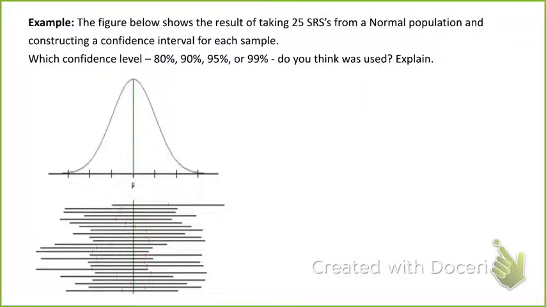The figure below shows the results of taking 25 simple random samples from a normal population and constructing a confidence interval for each sample. So look, here I've got an X bar, margin of error, an X bar, margin of error, an X bar, margin of error. You with me? Yep. All right, cool. Here is the true population value right here. Which confidence level do you think we should use?